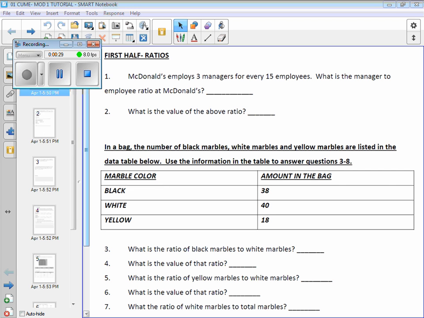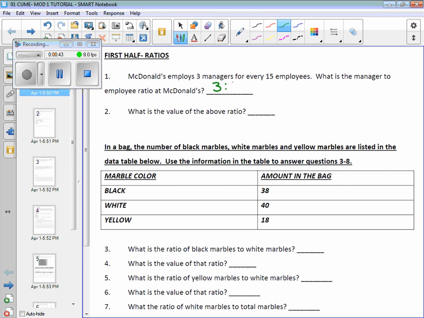All right, the first page is just all about basic ratios. We look at the first question, our given ratio for McDonald's employees, which is 3 managers for every 15 employees. When we write ratios, we can write it 3 ways. We can do it as a colon in between 3 and 15. We could write it out 3 to 15, or we can express it as 3 over 15. All 3 are fine.